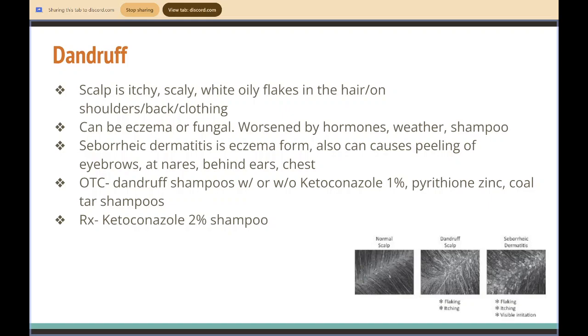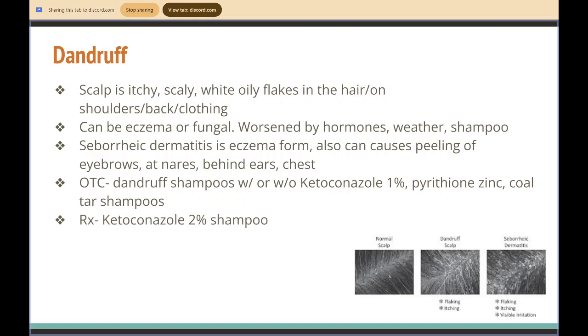Scalp is itchy, scaly, with white oily flakes, and not just in the hair, but it can be on the shoulders, the back, and the clothing. Can be eczematous or fungal, and can be worsened by hormones, weather, and shampoos. Seborrheic dermatitis will also have peeling of the eyebrows, at the nares, which are the sides of the nose, behind the ears, and in the middle of the chest.